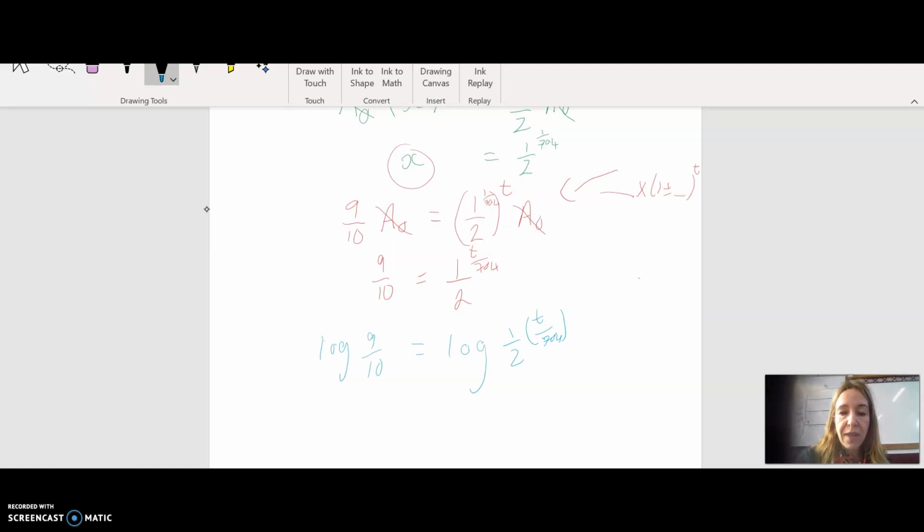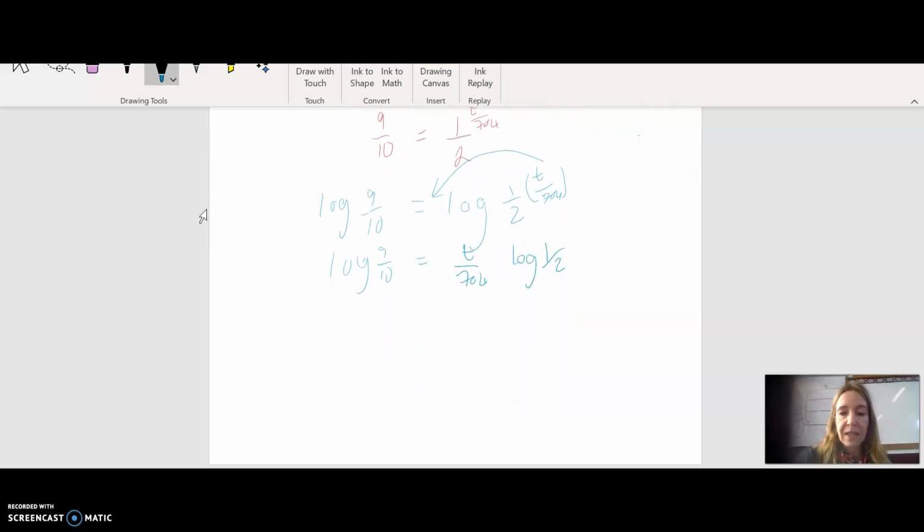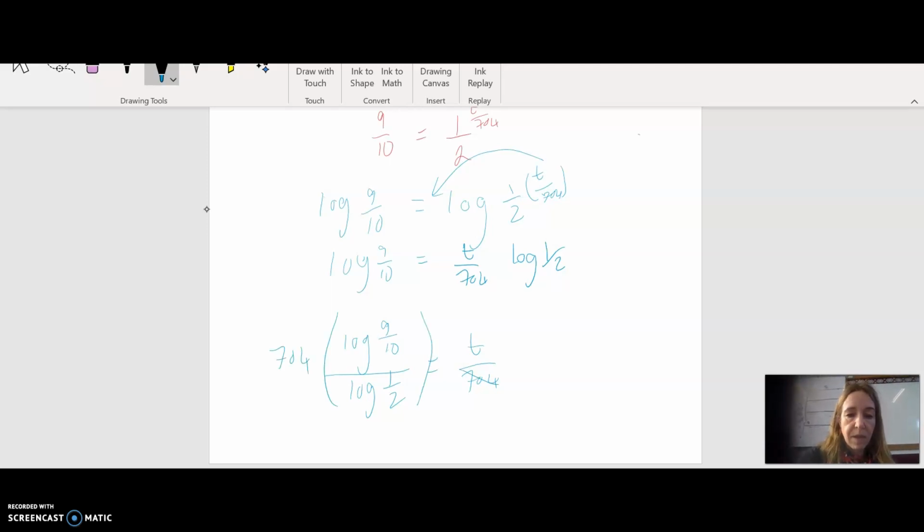to the power of, that means that can come down the front. And then I can just divide both sides by log a half. And then multiply up by 704 million. So that equals the time. And that gives us the correct answer.